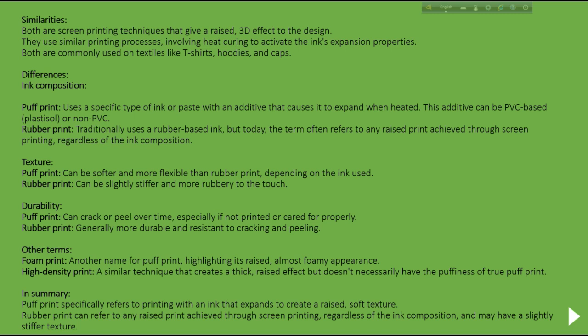In summary, puff print especially refers to printing with an ink that expands to create a raised, soft texture. On the other hand, rubber print can refer to any raised print achieved through screen printing.